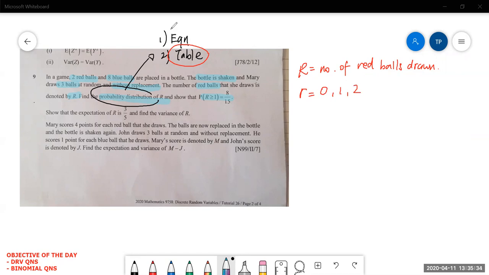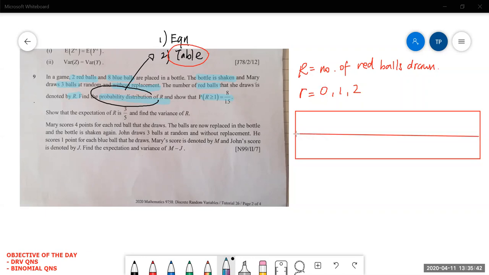Okay. So over here, we are going to draw a probability distribution table. Which table? This type? Time table? Periodic table? Wait, hold up, the PDF? Yes, it's called the PDF. Very good. This is called the probability distribution table.